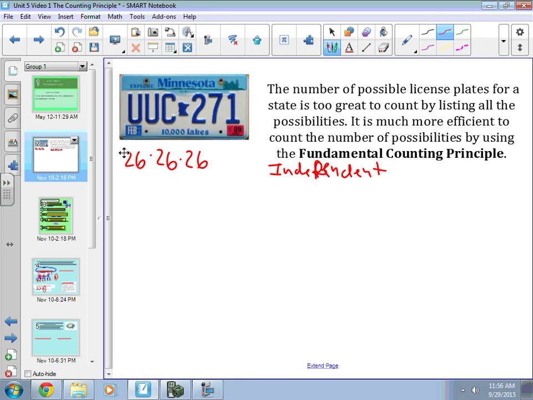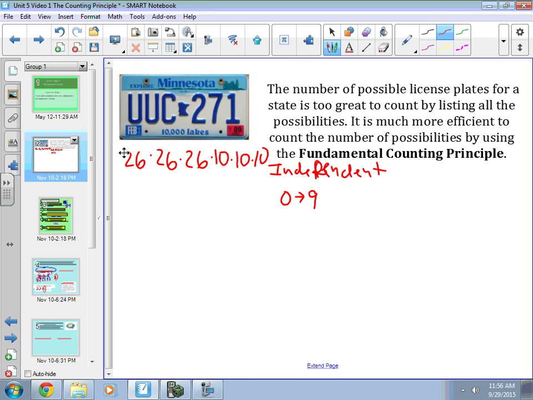So now we've got to think numbers. How many possible numbers are there? Well, 0 through 9 are different numbers here. That would be 9 numbers, and if we include 0, that's 10 possibilities. So we have 10 possibilities for the first one, 10 possibilities for the second one, and 10 for the third one, because you can have repeats when you make a license plate.